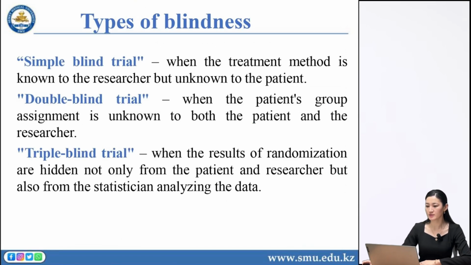Types of blindness: simple blind trial, when the treatment method is known to the researcher but unknown to the patient. Double-blind trial, when the patient's group assignment is unknown to both the patient and the researcher. Triple-blind trial, when the results of randomization are hidden not only from the patient and researcher, but also from the statistician analyzing the data.